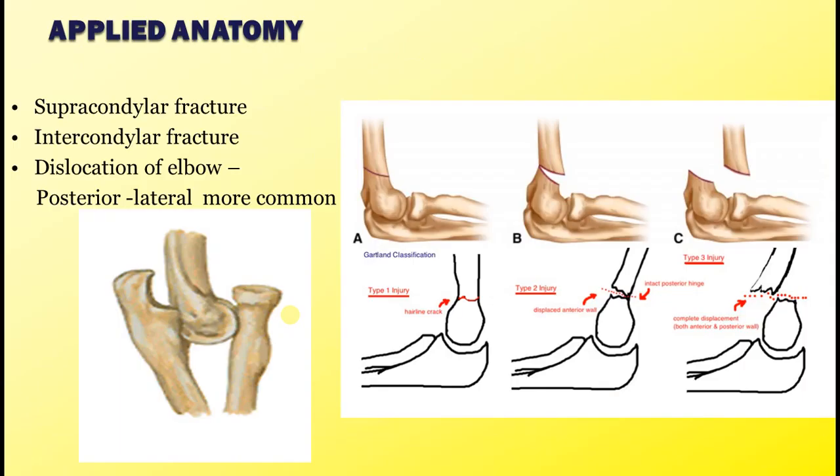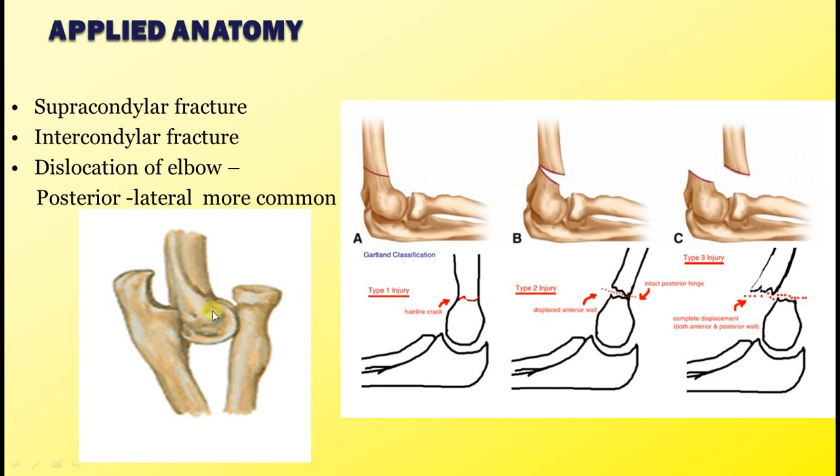So coming to the applied anatomy of the elbow joint, fractures of the joint are very common. Supracondylar fractures, then dislocation of the elbow. Supracondylar fractures might be of 3 types. One is a hairline crack, you are able to see here. Type 2 is where the anterior wall is fractured and displaced, and type 3 is where both the anterior and posterior parts of the humerus are fractured.